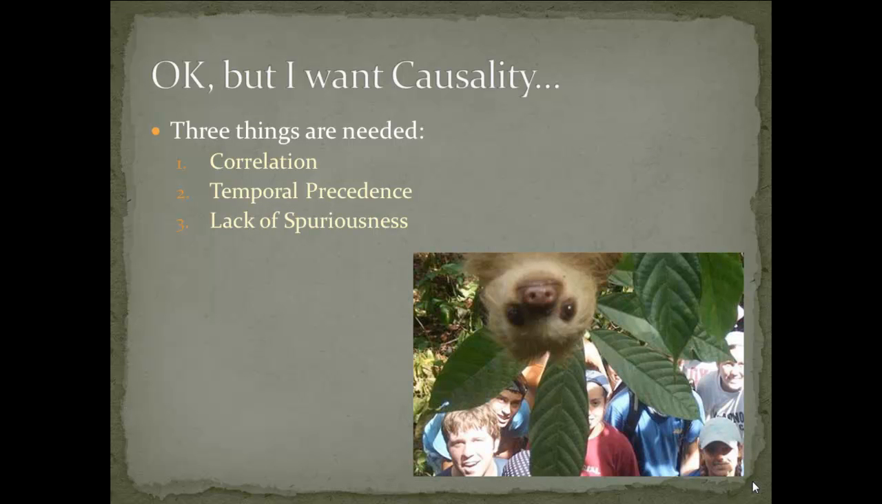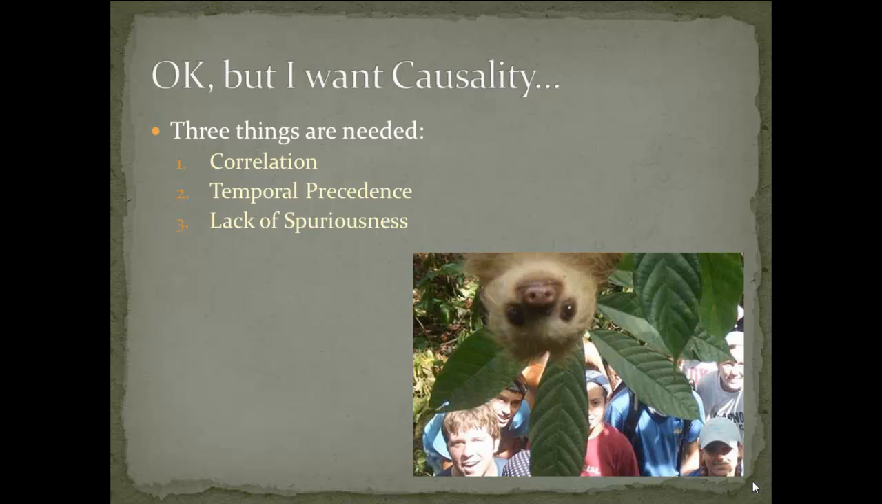Okay, so maybe we're on the same page now, but you still want causality. You want your research to indicate causality. So you need 3 things to do that. The first, of course, is correlation. You need a relationship between these 2 things. The next is temporal precedence. Now this is just a fancy way of saying one thing needs to occur before the other. It makes sense.